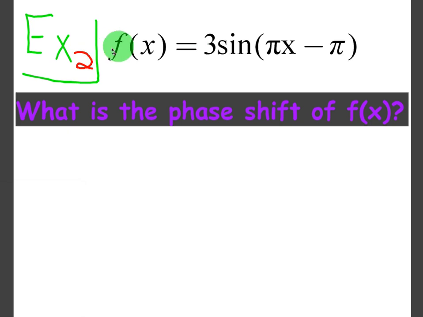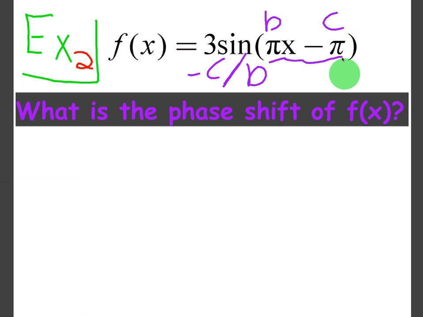Next up, we're going to be finding the phase shift of f of x equals 3 times sine of pi x minus pi. Now again, I've said this before, I'll say it again. You can easily figure out the b and c value, and we know that the phase shift is negative b over c, or negative c over b, sorry.